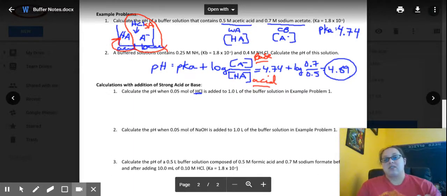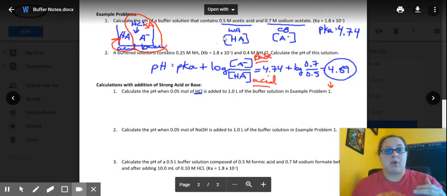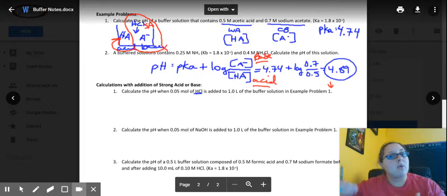So conceptually, what do you think will happen to the pH? Will the pH decrease a little bit or will it increase a little bit? Well, since I have A minus here, my HCl is going to react with that base to form the HA, the acid component, which in this case is acetic acid. Since I'm now making more acetic acid than I have the conjugate base, my pH is going to drop a little bit.